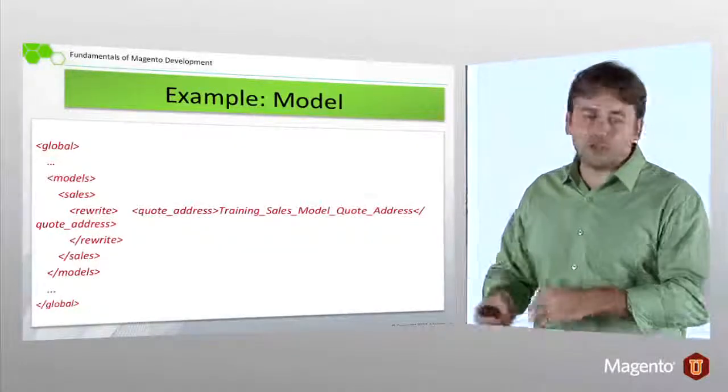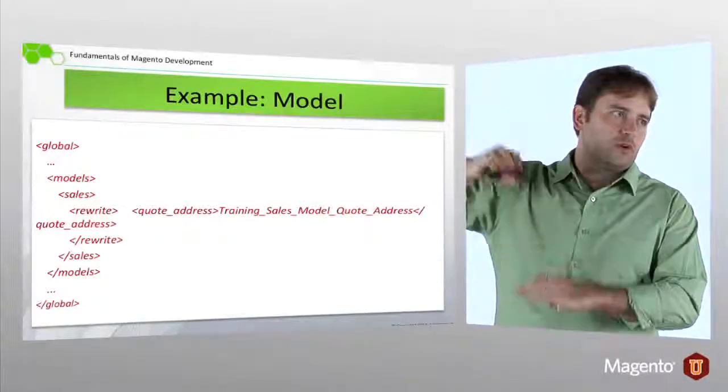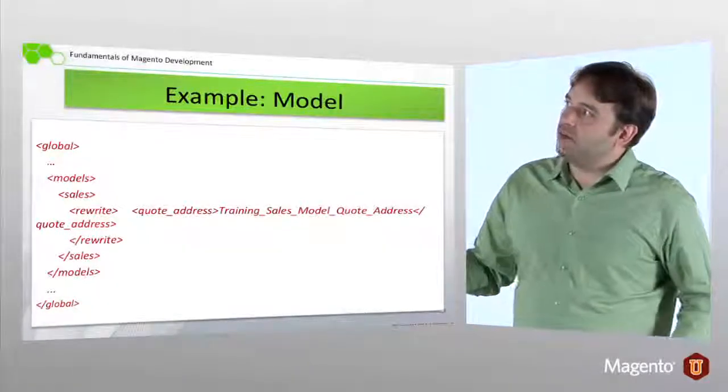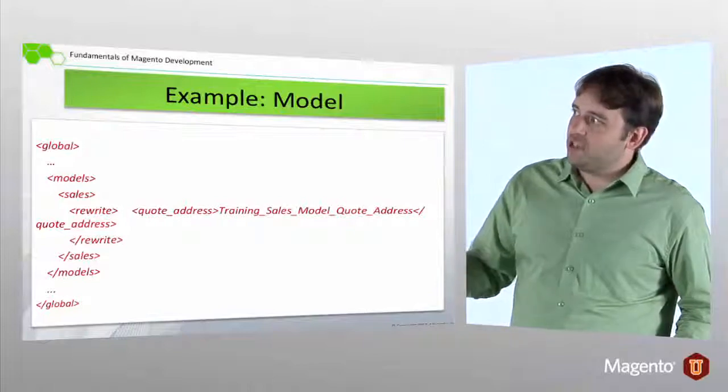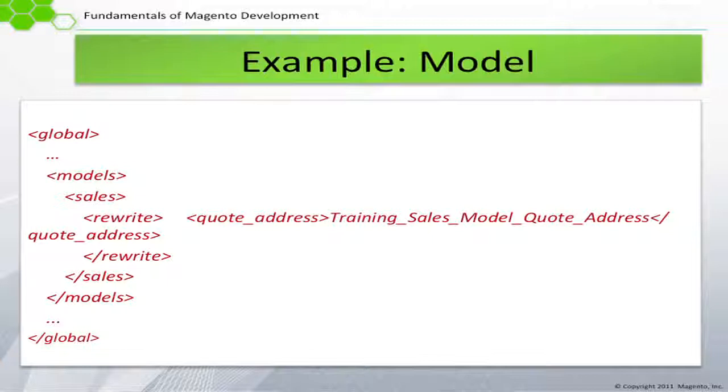So if we looked at the full configuration, if we looked at the output of the full configuration object, once we do this, you would have sales, and then inside sales you'd have class, and Mage sales model would be the value inside the class node, and that's your class prefix. And again, that's how sales is translated to Mage sales model. And then what we're doing in our configuration file is we're adding a rewrite node.